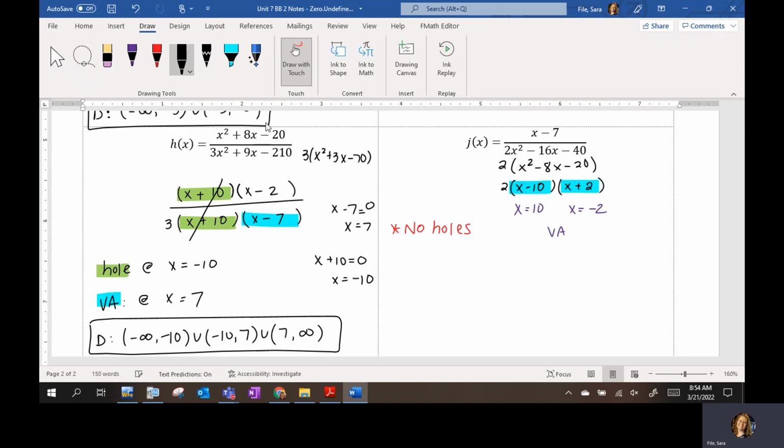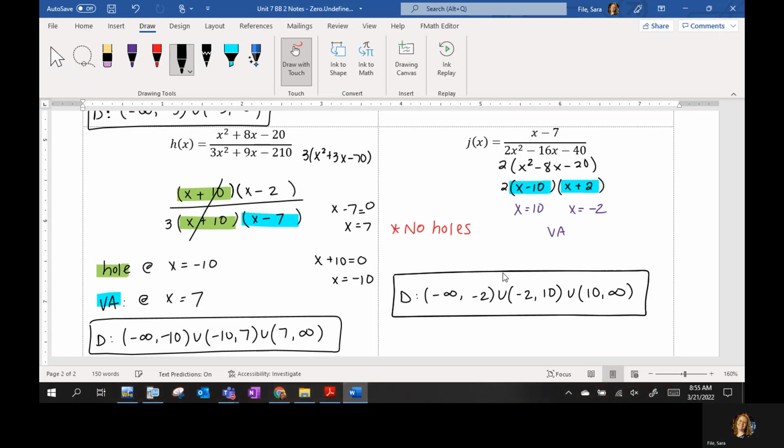So for my domain, there's no holes, but I have 2 vertical asymptotes. And which one is further left? Which one's lower? The smaller number? Negative 2. So that's the first discontinuity. And then it's going to go to 10. And then 10 to infinity. How do y'all feel about those?